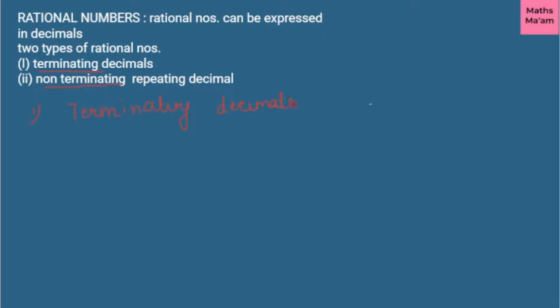Suppose you have 1 by 4 and if you divide 1 by 4, what you will get? 0.2, 0 here, 8, 2 and then 0 again. Now we have 5. So we can write 1 by 4 as 0.25. So यहाँ पे हमारे पास terminate हो रहा है, stop हो रहा है decimal, इसके बाद कोई भी digit नहीं है. We can place 0 which is of no value. So 0.25 is a terminating decimal.